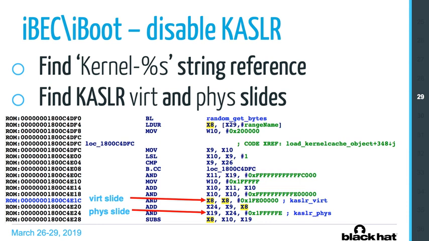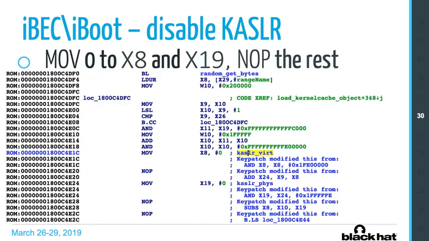Unfortunately, in a release kernel and release iBoot, there's no easy way to disable KASLR, because Apple just strips out the code that respects the KASLR boot argument. But what we can do is relocate it with a 0 offset. In my case, I just put 0 in x8 and x19 and nop out the rest, which means the kernel will be relocated with 0 offset and stay at the same address.